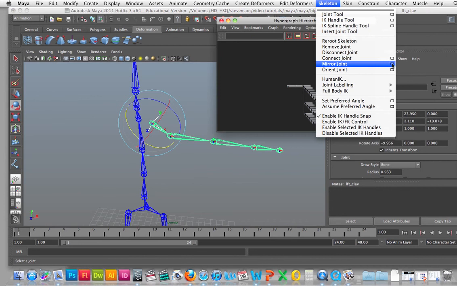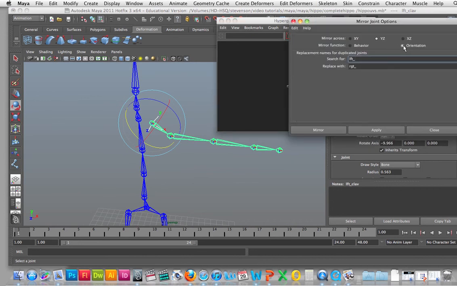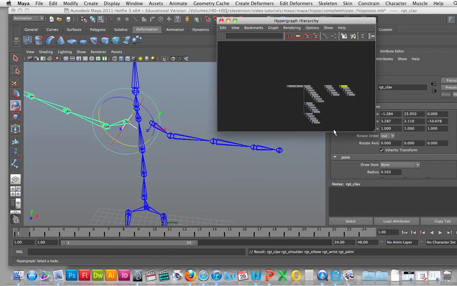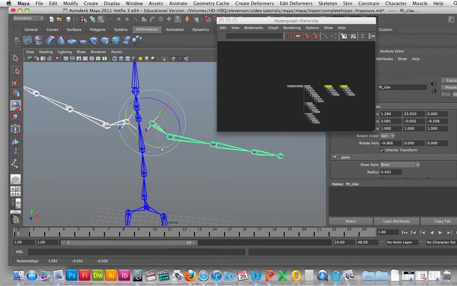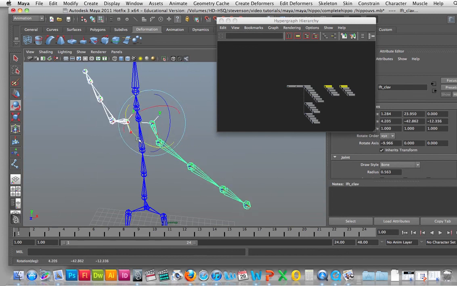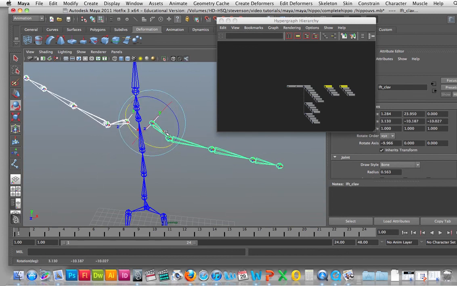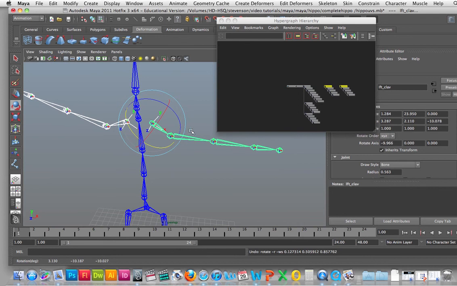Okay, so now I'm going to take the arm, and I'm going to do the same again. I'm going to mirror the joint, and now if I do the orientation again and mirror it over, you'll find that when I select both of them and start moving them, they go in diagonal opposites, which isn't what you would like when you're trying to orientate a character.